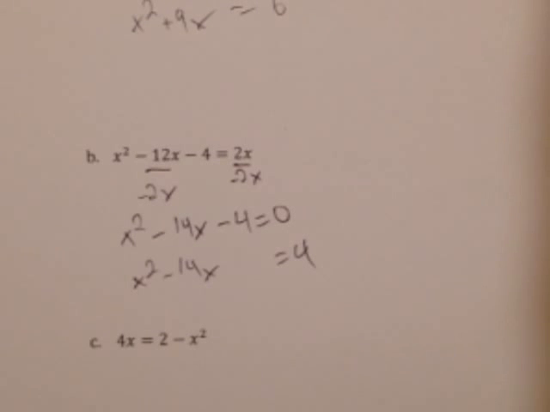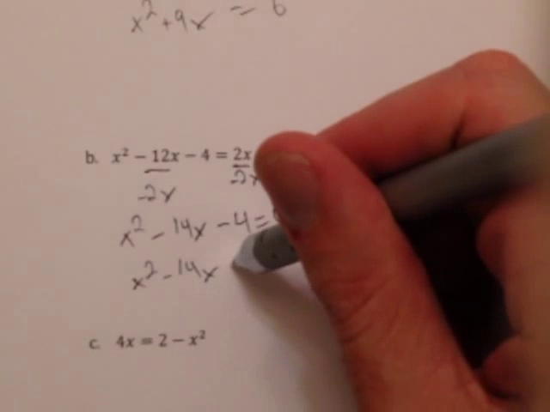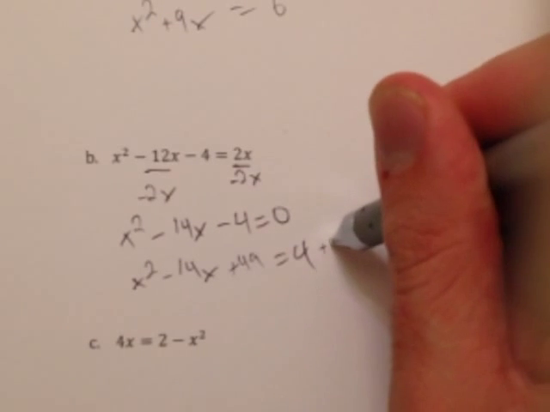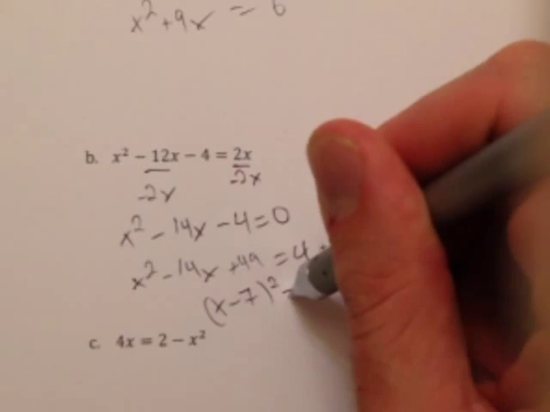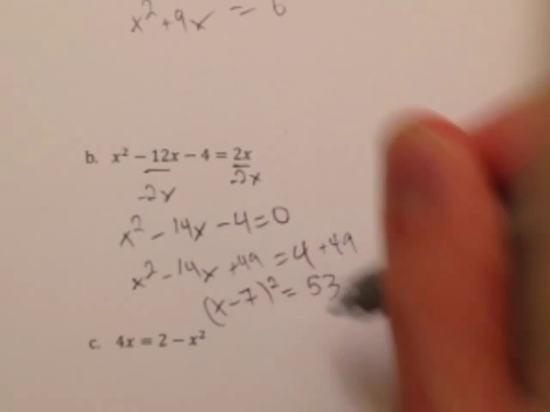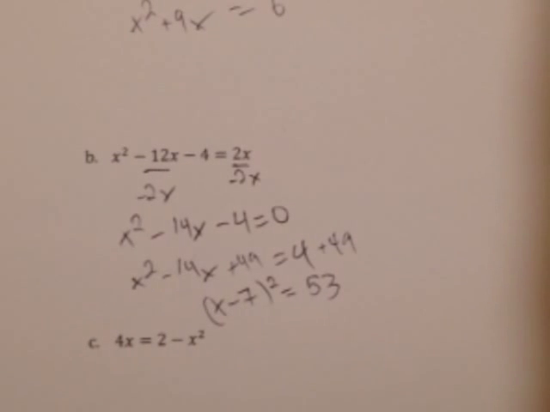And then complete the square. Okay, 2 negative 7's make negative 14. 2 negative 7's multiply gets me 49. Add 49 to both sides. You get x minus 7 quantity squared equals 53. I'm not going to keep going. You know how to solve it at that point.